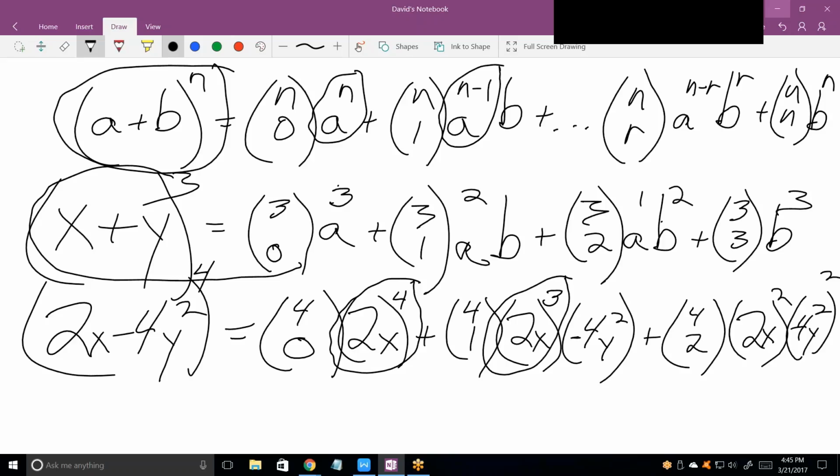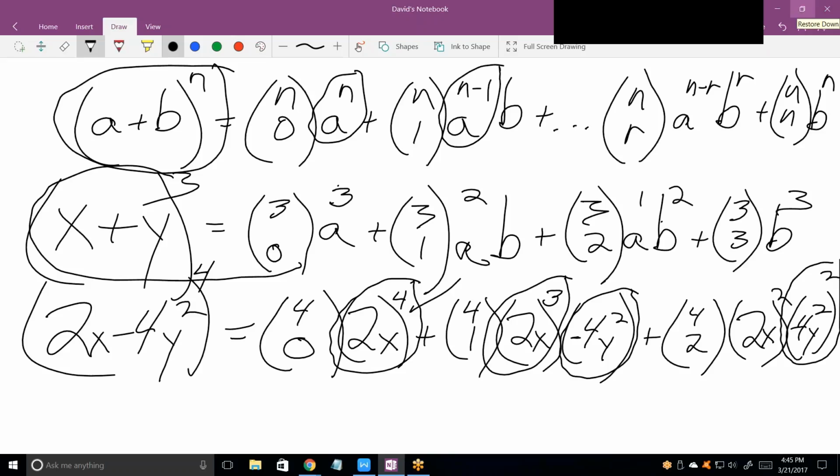Okay. Start with the B term. The first term is minus 4y squared to the 0th power. You don't see it because anything to the 0th power is 1. But then in the second term, the B shows up to the 1 power. Then in the third term, the B shows up to the 2 power. In the next term, the B is going to be to the 3 power, and in the next term, it's going to be to the 4th power.